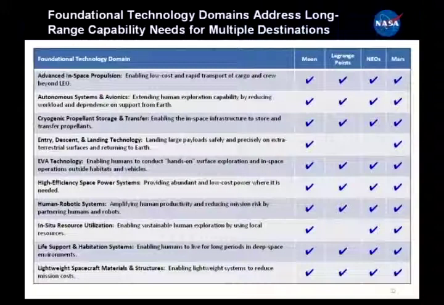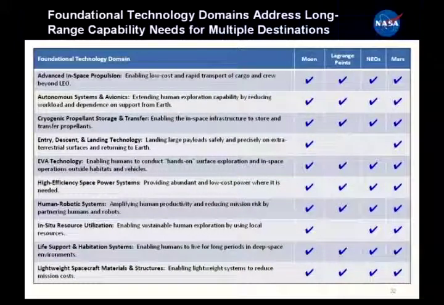So the responses are due on June 4th, and you can see the website there. And please come to our one-on-one meetings tomorrow to discuss your ideas. Now let me quickly describe the foundational technology domains.